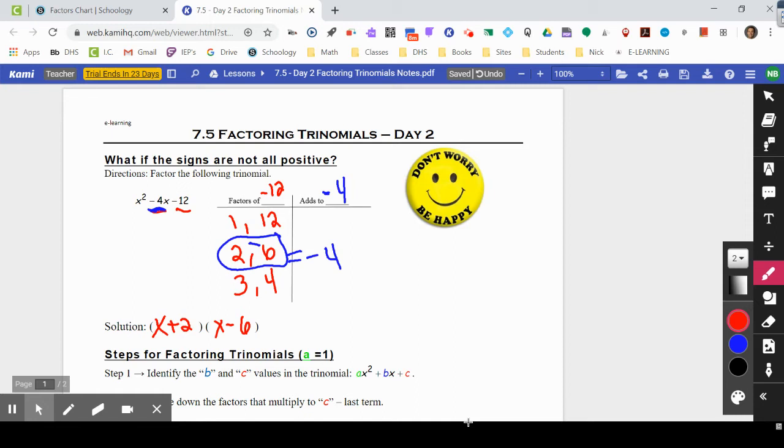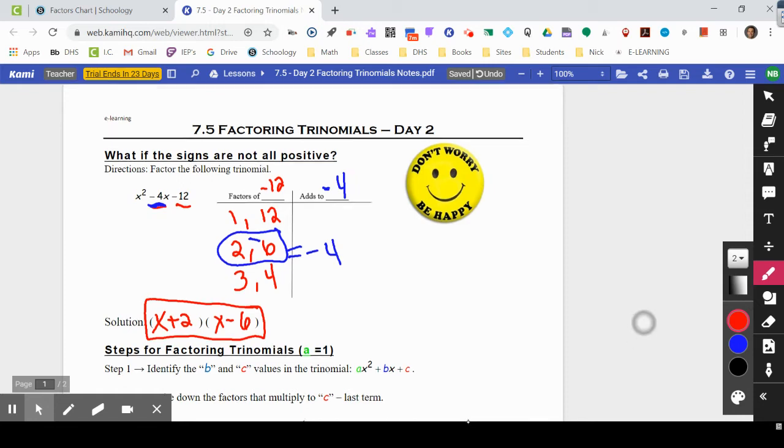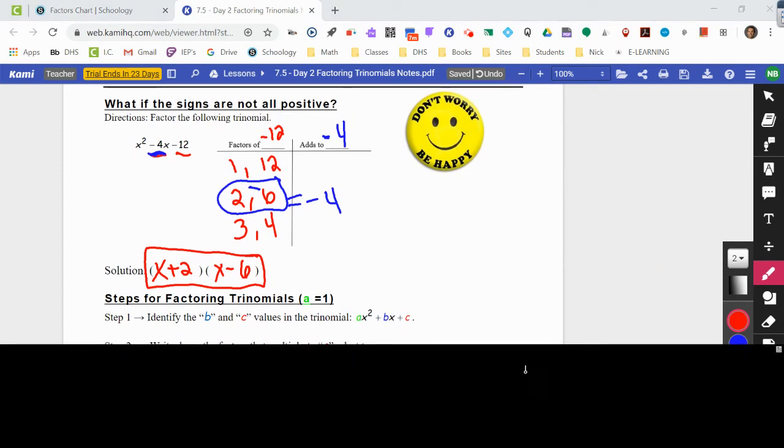This x plus 2 could be in the second set of parentheses. That part doesn't matter, but my positive number has to be the 2 and my negative number has to be the 6, because that is the only way it will FOIL back out to get to my original expression, my original polynomial. So these steps are the same exact steps from yesterday, right?